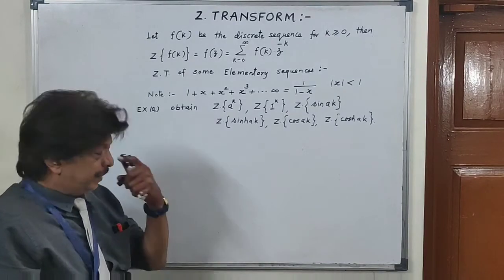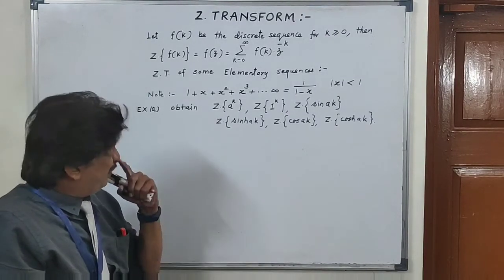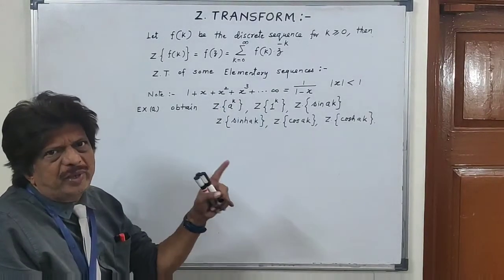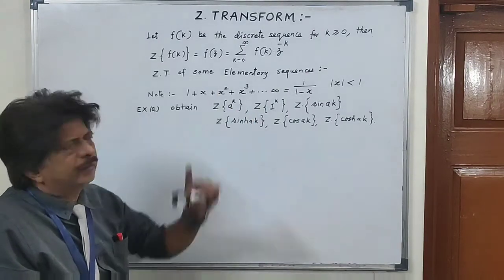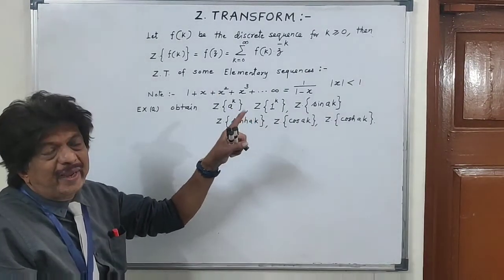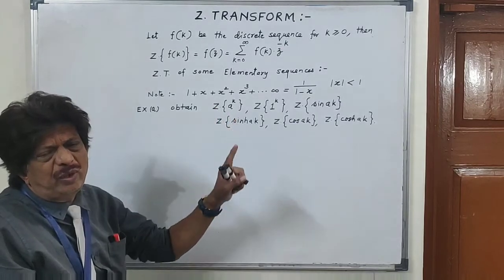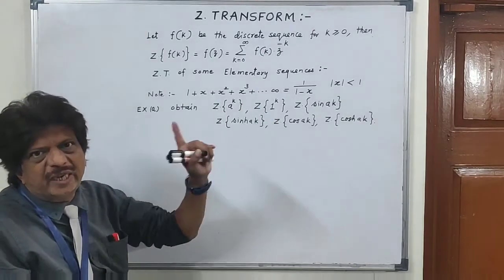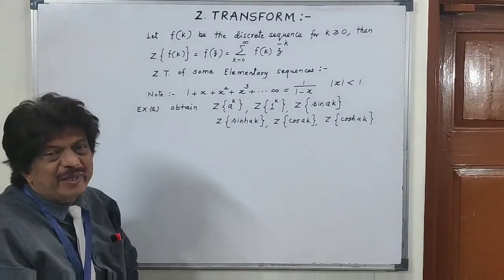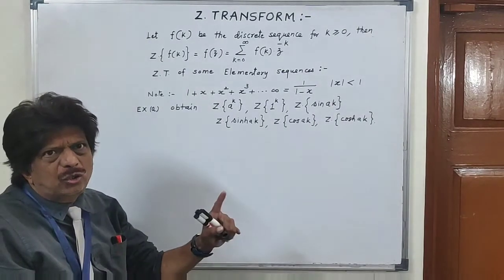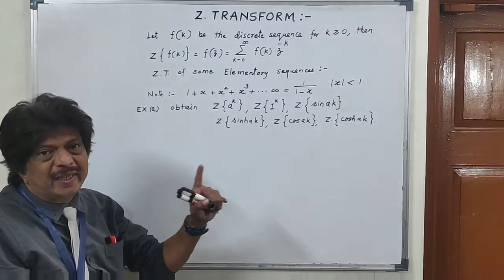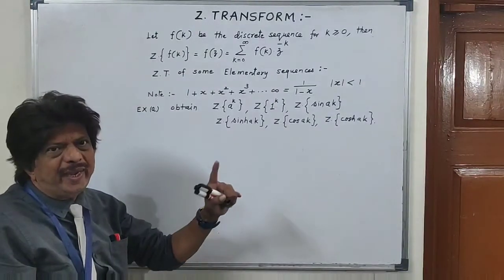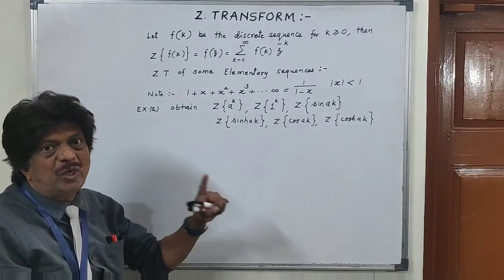These six are elementary sequences. The sequence a raised to power k means a raised to power 0, a, a square, a cube and so on. 1 raised to power k means 1 raised to power 0, 1 raised to power 1, 1 square, 1 cube and so on. This is a constant discrete signal sequence. Sin ak means sin 0, sin a, sin 2a, sin 3a, for k equal to 0, 1, 2, 3.